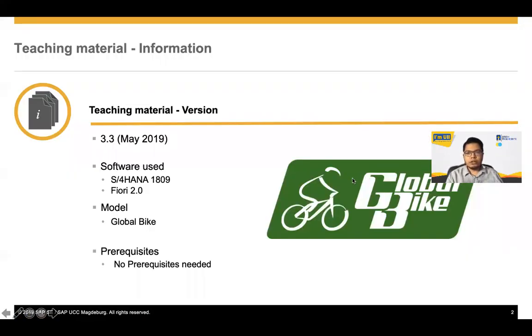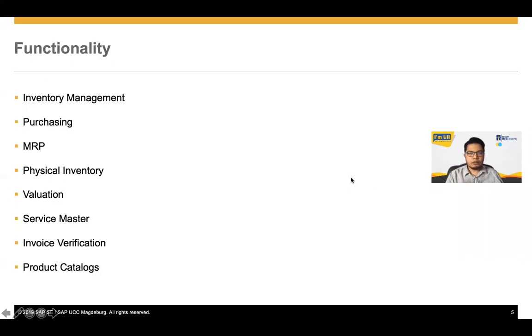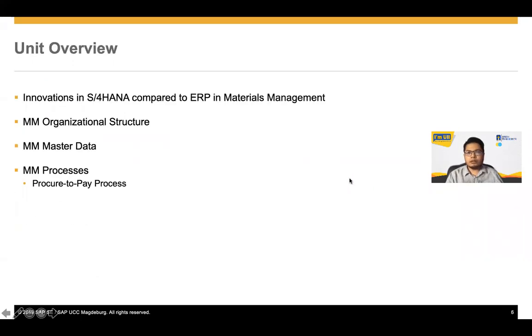As you can see, we use Global Bike case to explain the process within the material management module. As usual, every module that is part of the SAP ERP courses is given by SAP as a learning material for us to know what kind of business process happens within the module of SAP S/4HANA.